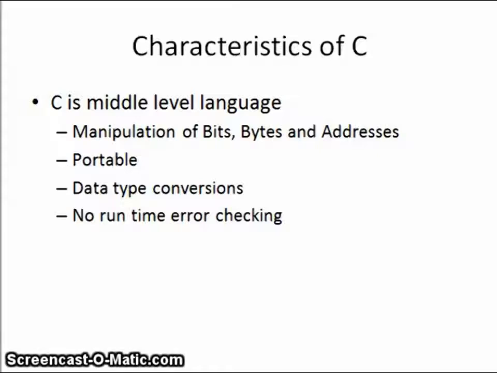C is considered a middle level language. Of course, it is not considered a high level language, nor a low level language. But the point is that it has the power and control of a high level language, and it has the flexibility of low level languages. That is why it is considered a middle level language.